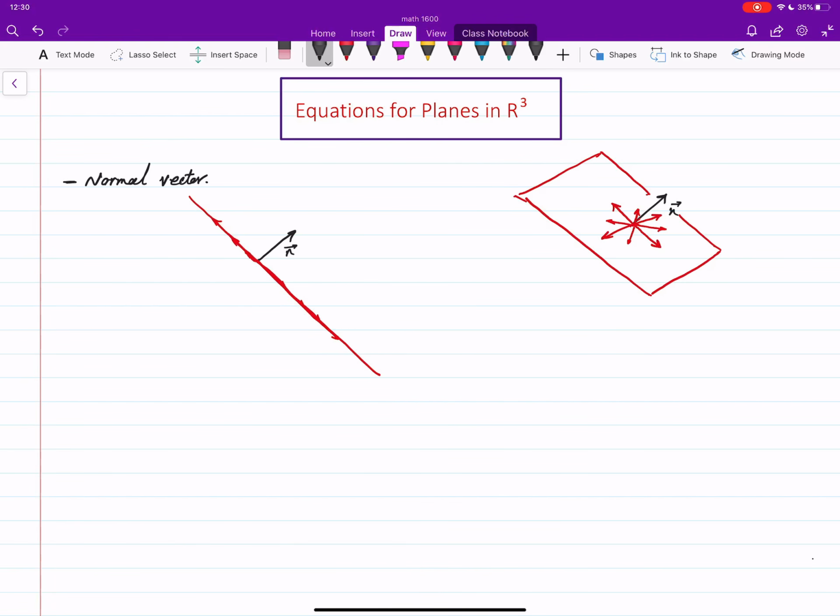So if P, with coordinates P1, P2, P3, is a point on the plane, and n is a vector perpendicular to the plane. What I mean is that it is orthogonal to all the vectors which are parallel to that plane. So perpendicular to the plane.